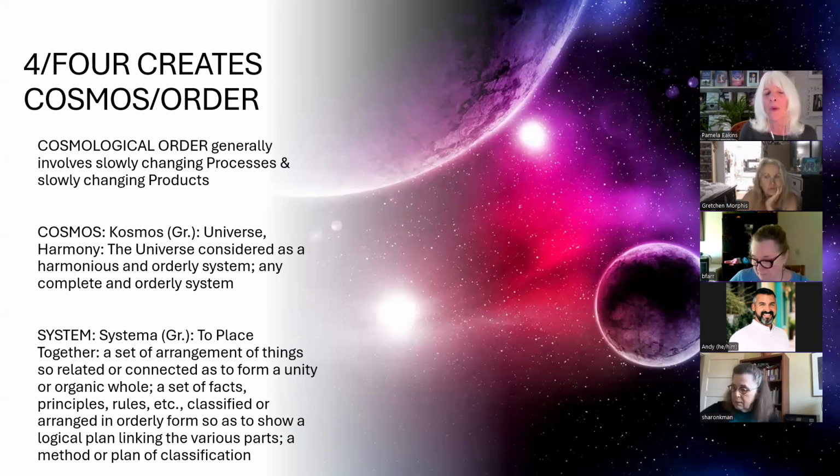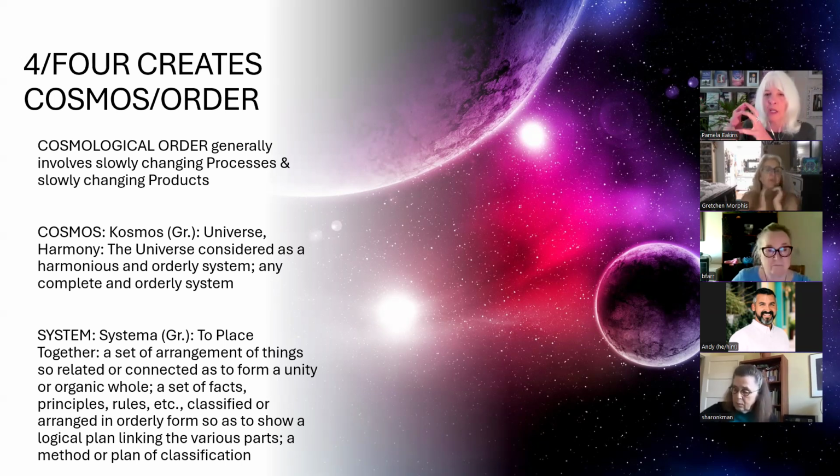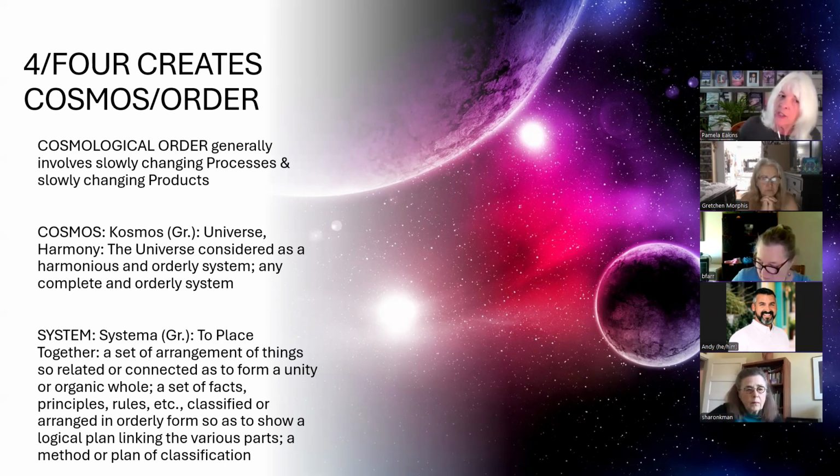4 then creates cosmos, and cosmos means order. So 4 is cosmos, 5 is where chaos comes in. We're not going to talk too much about chaos today. Well, we'll go into it a little bit. But 4 is the cosmos part. And cosmological order is a stabilized, slowly moving process. It slowly changes, with slowly changing processes and slowly changing products.